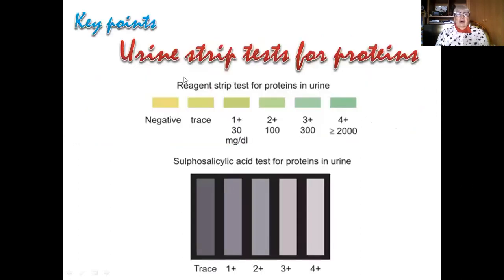And let's go on, and we can use a strip for identification of proteins in the urine. And you see here the different levels of different colors of the strips. They may help us for screening such patients.